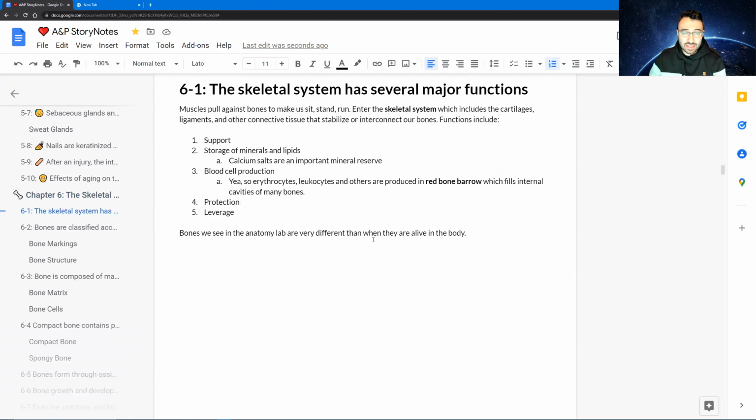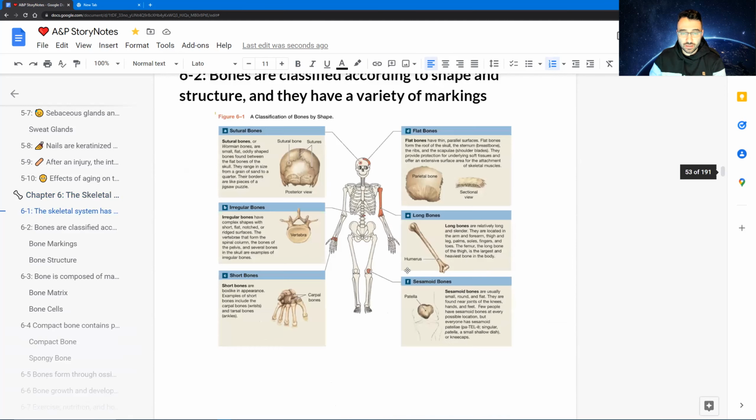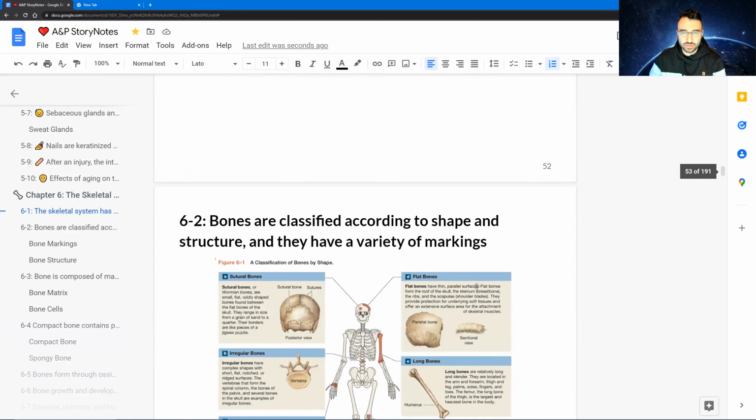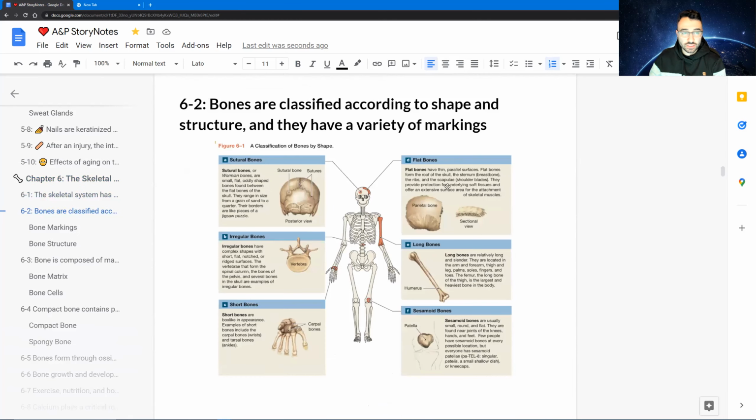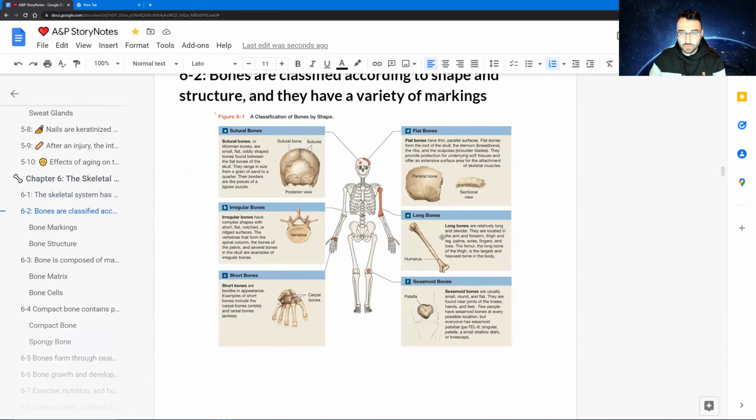Bones themselves in the anatomy lab are very different than when they are alive in the body. We'll learn a little bit more about that as we go on. They're classified according to shape and structure, and they have a variety of markings. So you may have heard of some of these before. We have sutural bones like those in the skull or the cranium. They're flat and oddly shaped. They can range in size. Their borders are like pieces of a jigsaw puzzle. You can see that here in the posterior view of the cranium. So they're sutural bones, but they're also flat bones as well.